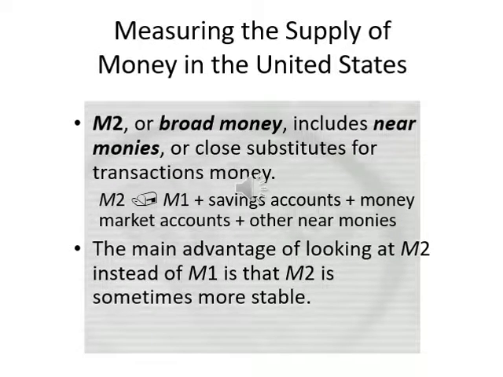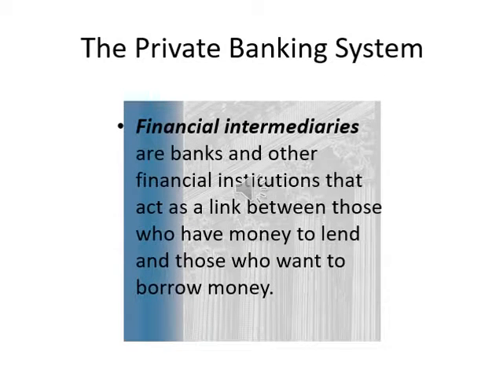Measuring the supply of money in the United States. M2, or broad money, includes near monies, or close substitutes for transactions money. M2 equals M1 plus savings accounts plus money market accounts plus other near monies. The main advantage of looking at M2 instead of M1 is that M2 is sometimes more stable. The private banking system. Financial intermediaries are banks and other financial institutions that act as a link between those who have money to lend and those who want to borrow money.